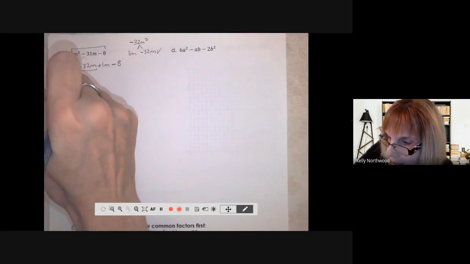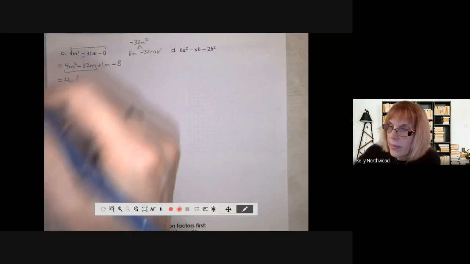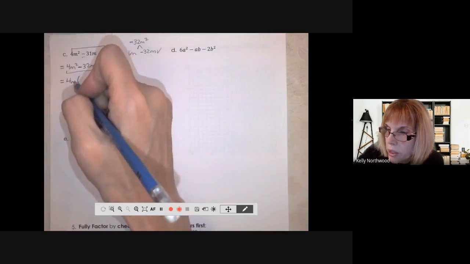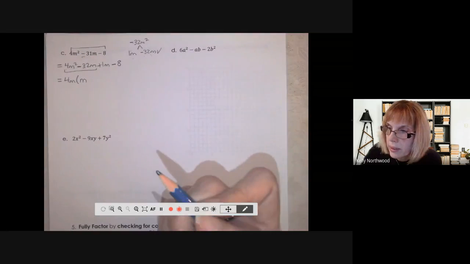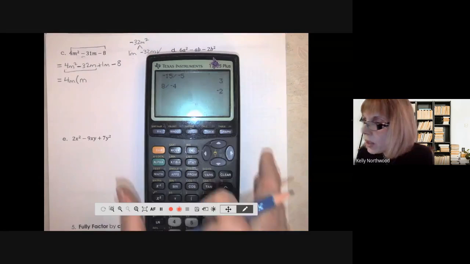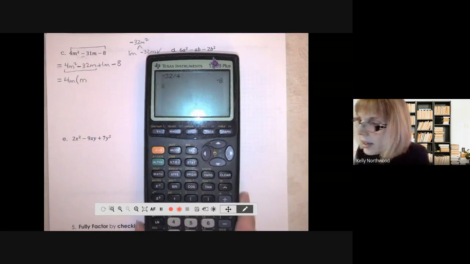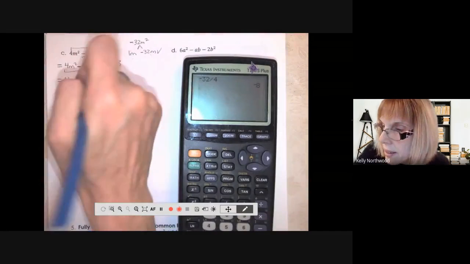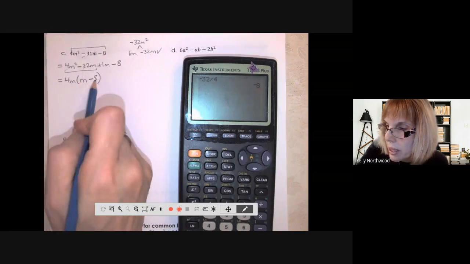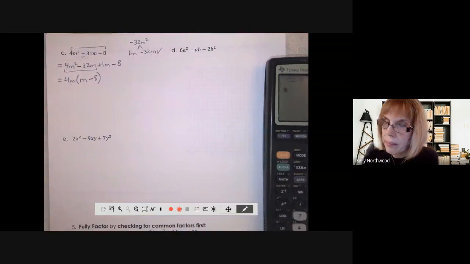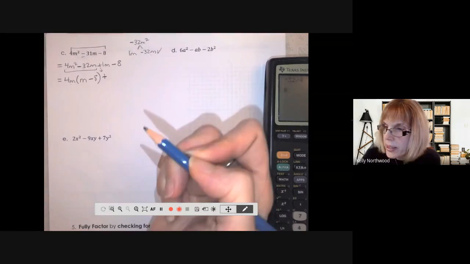So 4 and m. Here you want to, what do you multiply 4m by to get 4m squared? M. And then if you didn't know what to multiply by, you would do negative 32 divided by 4, and it's negative 8, so minus 8. So 4m times negative 8 is negative 32m. Sign that comes next comes next, so positive.